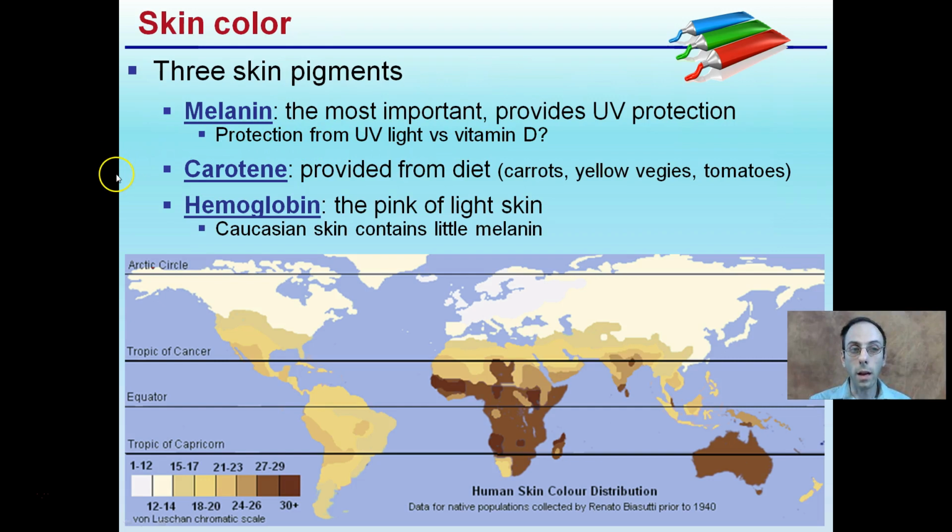The second type of skin pigment is keratin. This is provided from our diet. Could be carrots, yellow vegetables, tomatoes. These have a lot of keratin in them. Carrots, for example, beta-carotene you may have heard of.